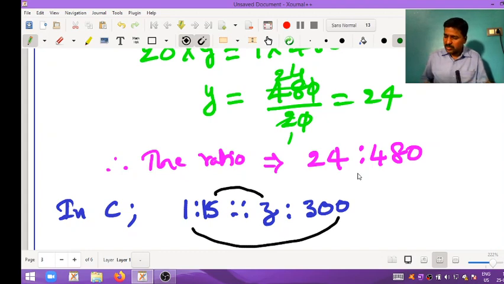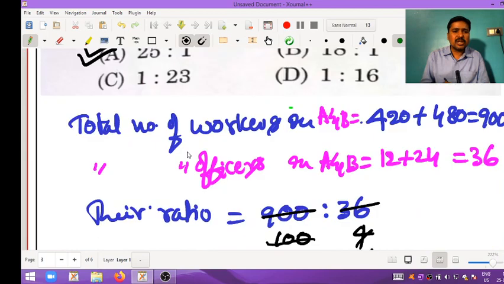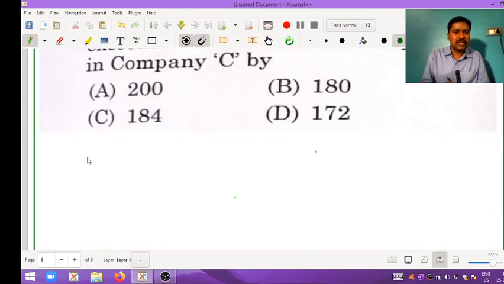So my dear students and my dear friends, see here, next one. The second one, we want to find the total number of employees in company B.